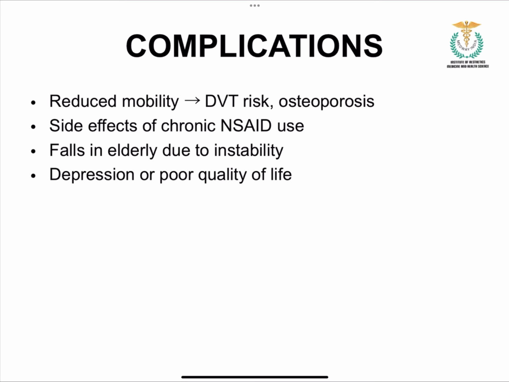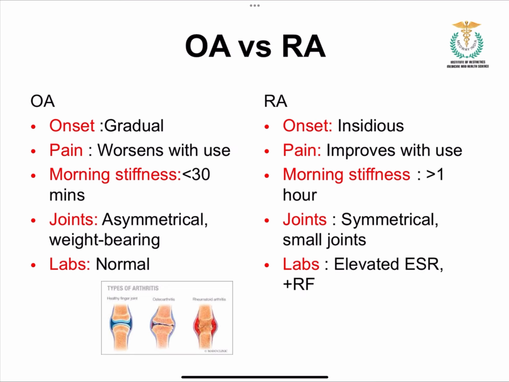Now we'll see how osteoarthritis is different from rheumatoid arthritis. In osteoarthritis, the onset will be gradual. In rheumatoid arthritis, it will be insidious. Pain in osteoarthritis worsens with use; when the patient is continuously moving the joint, the pain will be worse. But in rheumatoid arthritis, the pain improves with use, so you have to ask the patient to move.